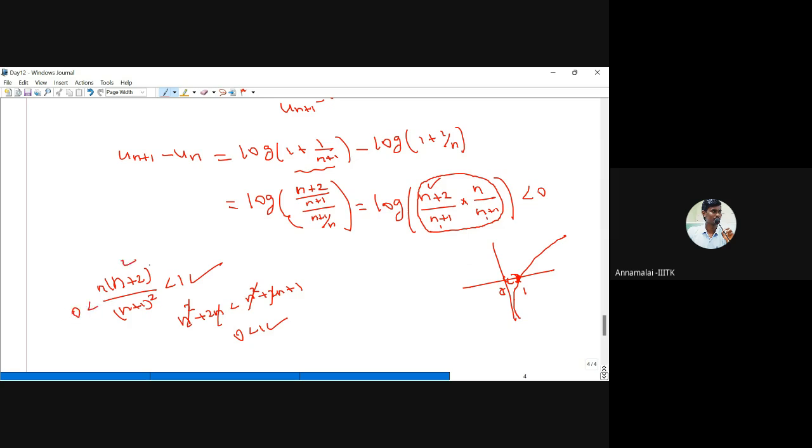Okay, so whenever we have these, since log is an increasing function, we take log of this less than or equal to log of 1. Log 1 is 0, therefore the log of this is negative. So therefore we say it gives a decreasing sequence.